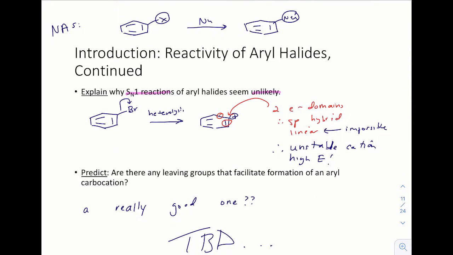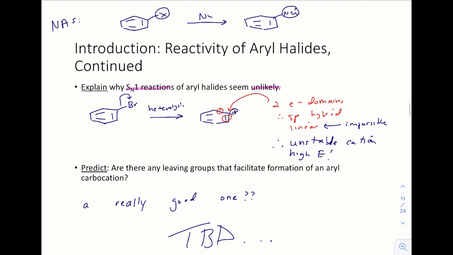And we said SN1 seemed unlikely. That was because an aryl cation would be formed. This carbon does not have any implied hydrogens on it. It has 2 electron domains. It should ideally be an sp hybrid. Sp hybrids have linear geometry, but that is impossible without breaking the ring open. So aryl cations are really high energy.